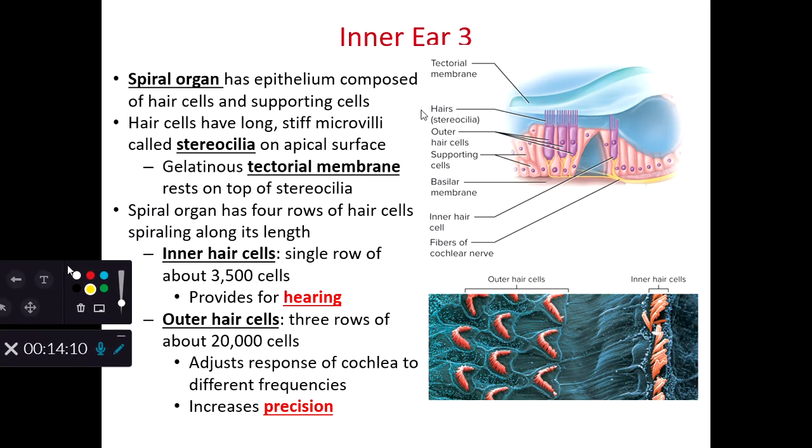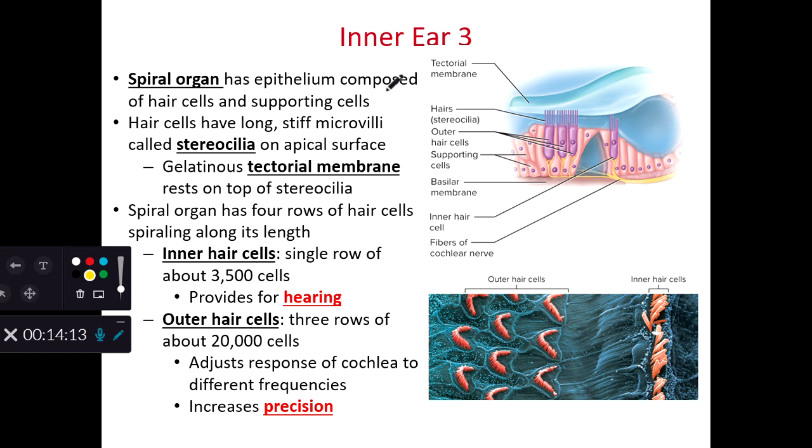Now, as we're looking at the spiral organ in our ears, our spiral organ is going to have a bunch of hair cells and supporting cells. Those hair cells can be long and stiff. Those ones, the stiff ones, are referred to as the stereocilia, and they are going to be on the apical surface exposed to the cavity itself. So there's the stereocilia right there. Attached to those stereocilia, we have the tectorial membrane, which is a fold that separates the two cavities from each other.